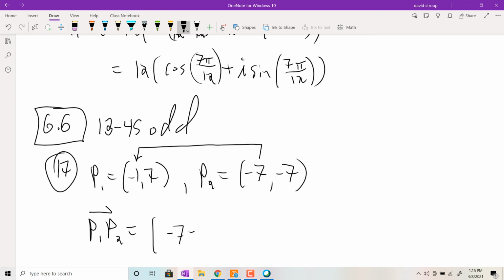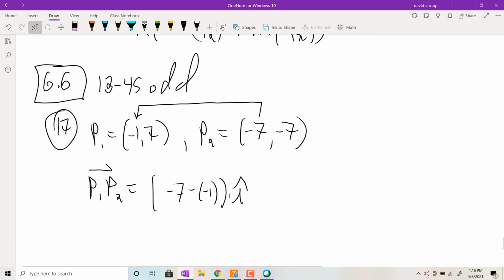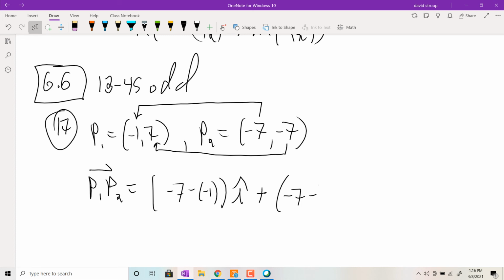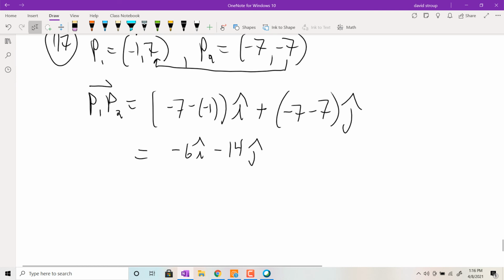So -7 minus -1 for the first coordinate, and the first coordinate we give the standard unit vector i, and then plus, you take the second, so it's a little bit like slope, right? You take -7 minus 7, and that will be your j. Okay, so I end up with -7 plus 1 is -6i, and then -7 minus 7 is -14j. Okay. All right, let's do another one.